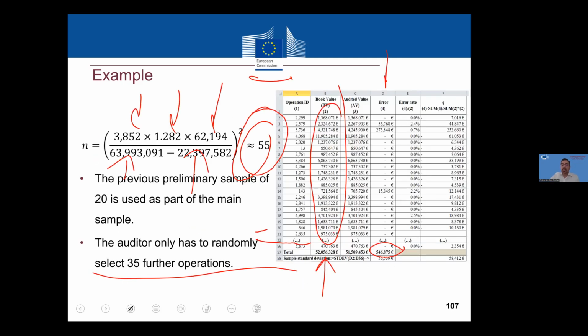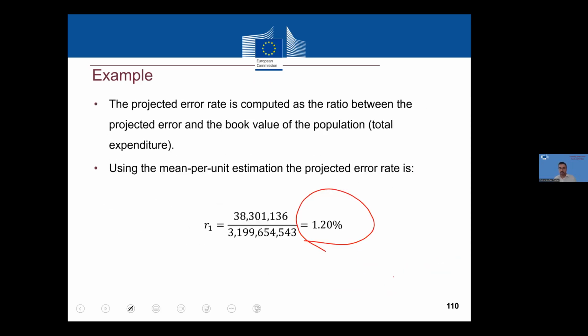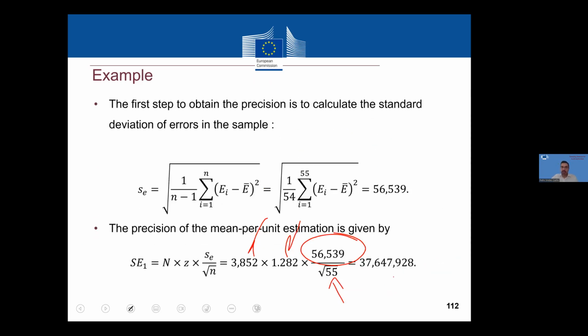I go to this Excel sheet and I calculate the same function, stdev, over the 55 errors. And this function gave me a standard deviation of 56,000 euros. Here it is. It was as easy as calculating this with this Excel function over this range of 55 items, which gave me this 56,000 euros. I don't care about the value itself. I just care that, inserted in the formula, this will give me the precision, which is 37.6 million euros.